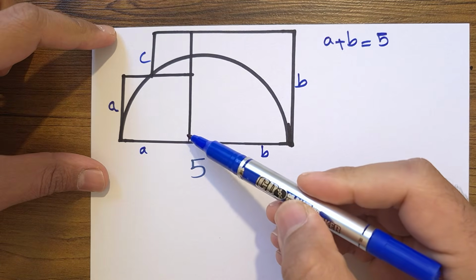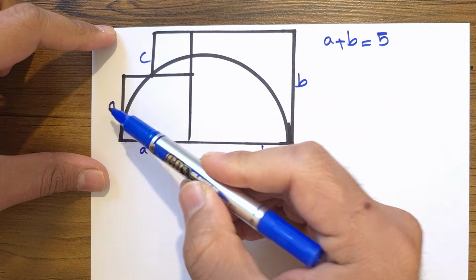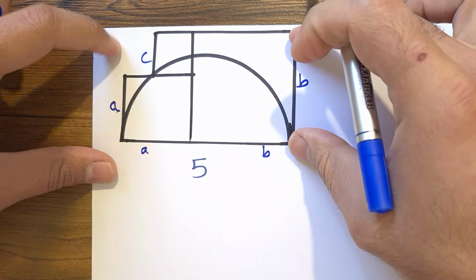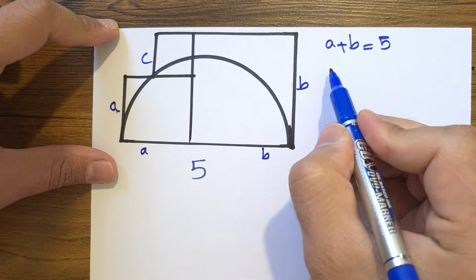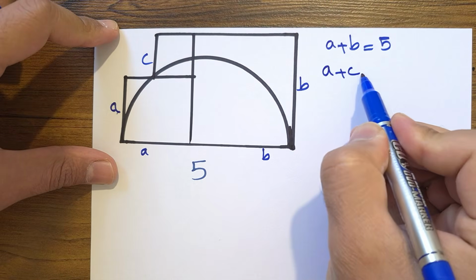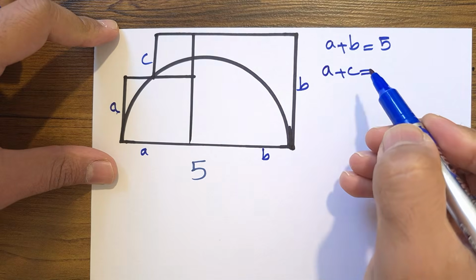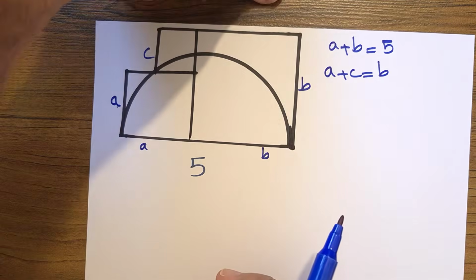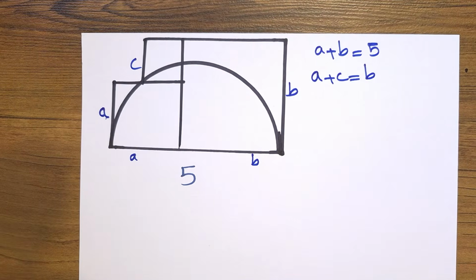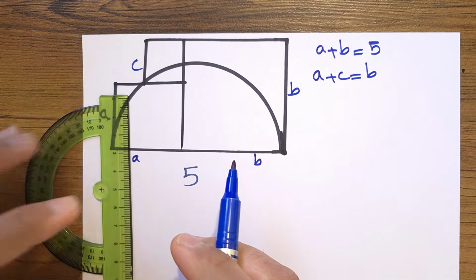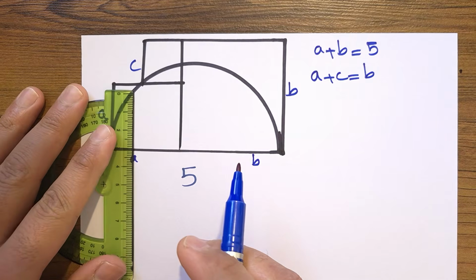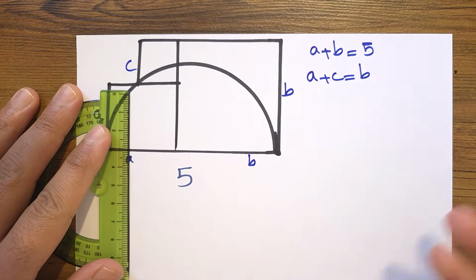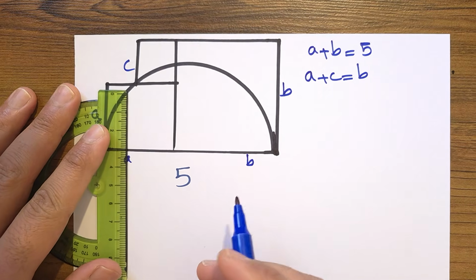We can also say that A plus C, so the side of this square plus the side of this square, they all comprise the side of this bigger square. So we can also say that A plus C equals what? Equals B, obviously. Okay, interesting. So let's now draw some lines so that we can maybe form some triangles or something that we can compare, find another piece of information, so we can substitute in those and then solve for A and B and C.